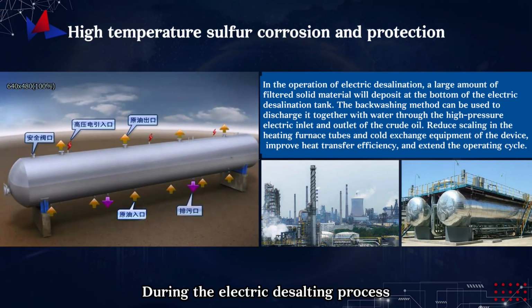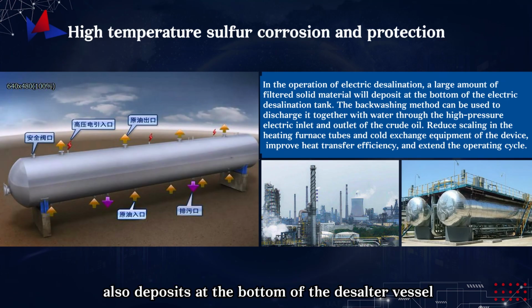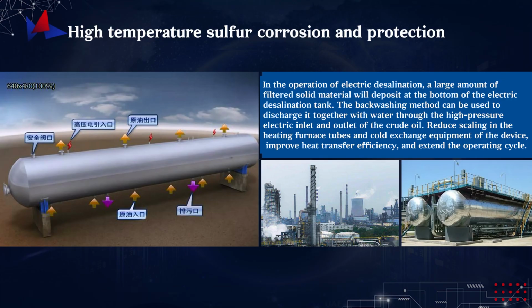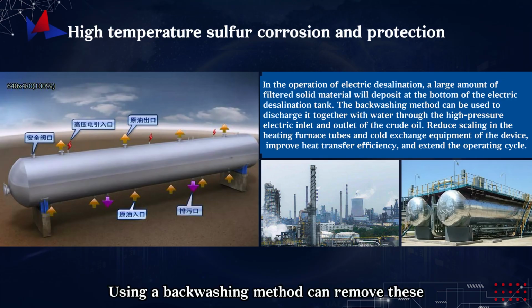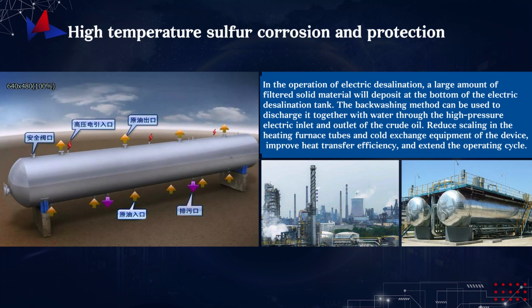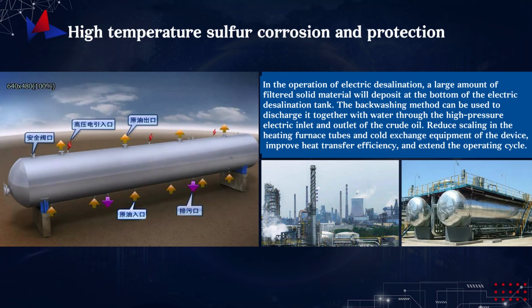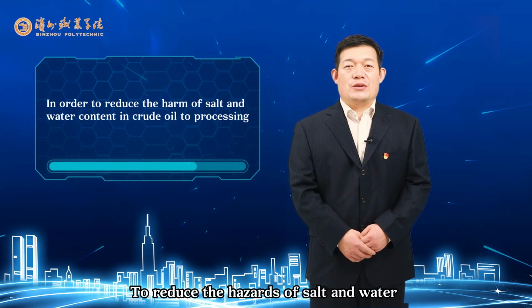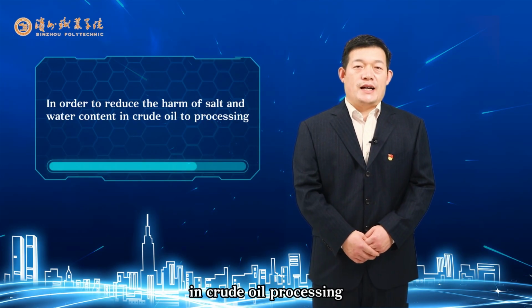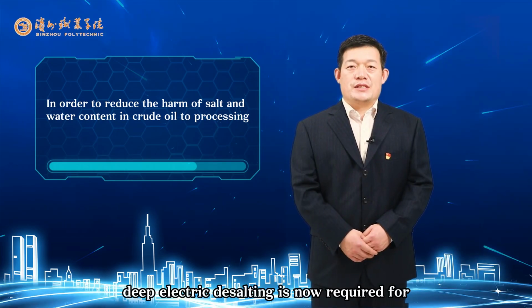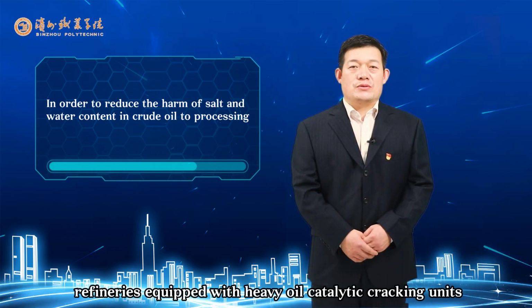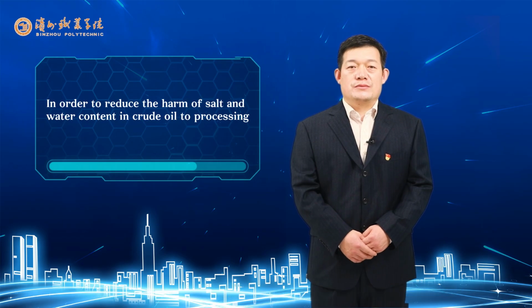During the electric desalting process, a significant amount of filterable solid material also deposits at the bottom of the desalter vessel. Using a backwashing method can remove these solids along with the water. This reduces fouling in the unit's furnace tubes and heat exchangers, improves heat transfer efficiency, and extends the operation cycle. To reduce the hazards of salt and water in crude oil processing, deep electric desalting is now required for refineries equipped with heavy oil catalytic cracking units.